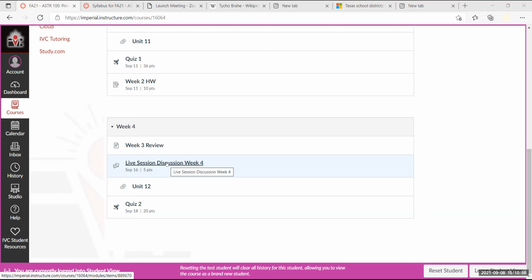And then once the session is over, you go to the discussion and you post it, and that's it. And you're done with your participation. That means you're fully engaged with the classroom, at least in terms of this part.